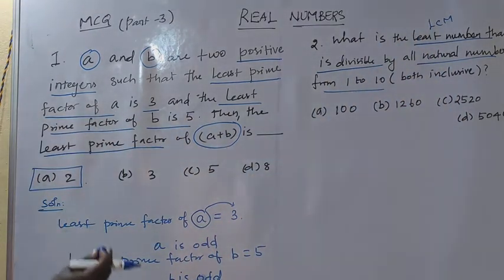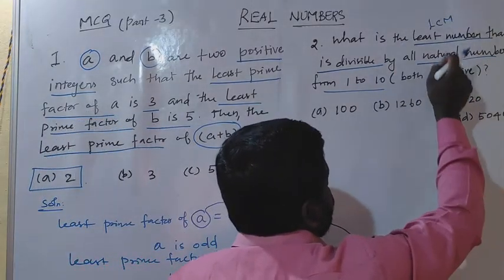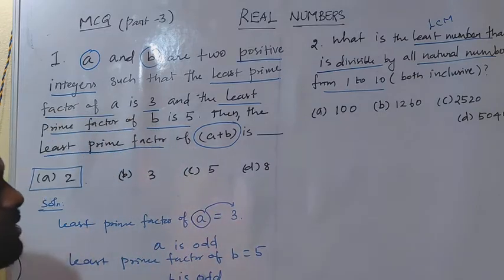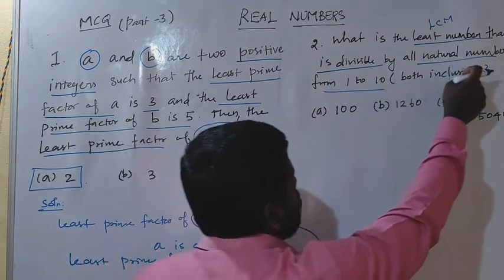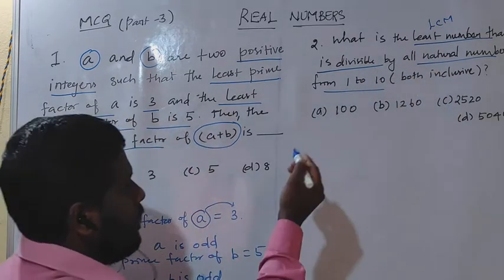Sir, can I always decide like that? No, right? You have to read the question. Least number divisible means definitely you have to find the LCM. They have given very clearly both inclusive, which means 1 and 10 must be taken.